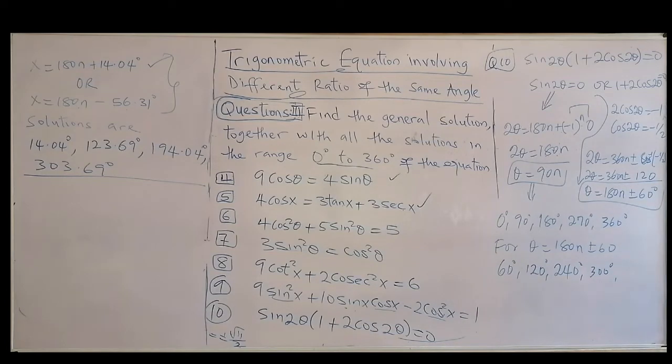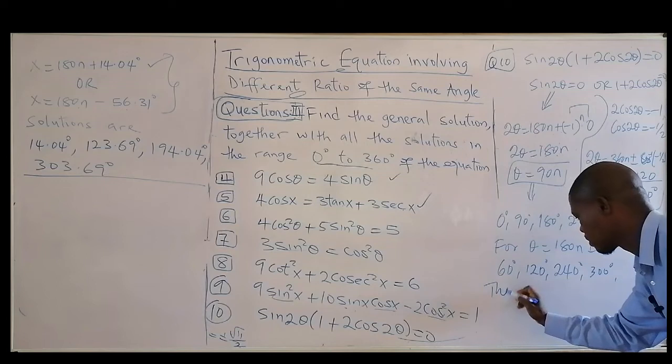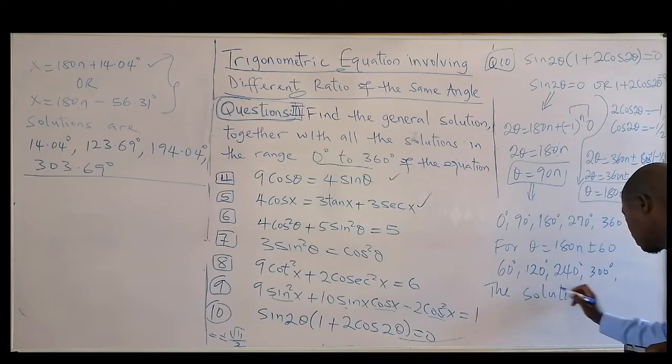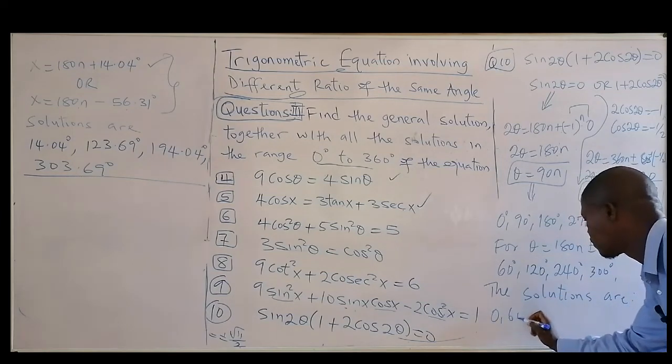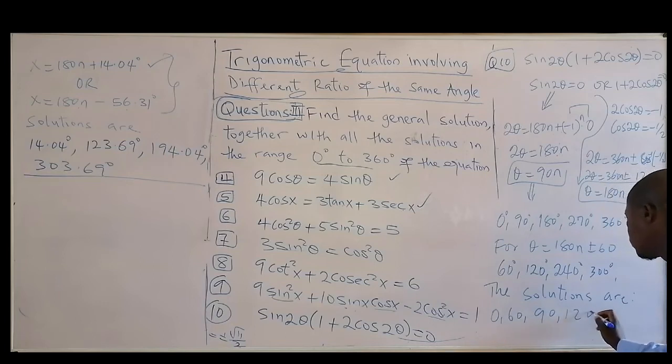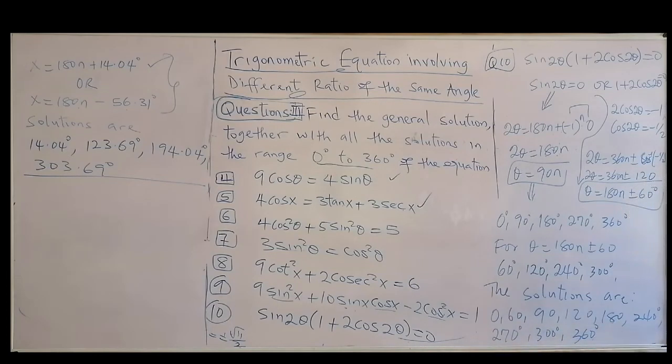If you like, you can combine the two solutions together. So the solutions are: we have 0, we have 60, we have 90, we have 120, we have 180, we have 240, we have 270, we have 300, we have 360. But it's not compulsory that you combine them; that is just so you will not skip any of those values. You can just leave them as they are and stop like that, and you get your full marks.